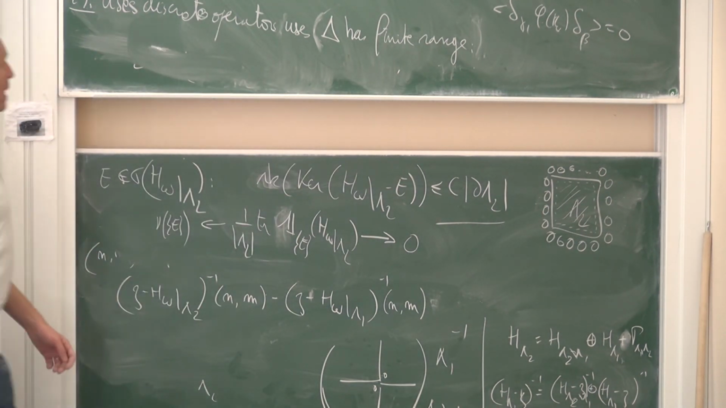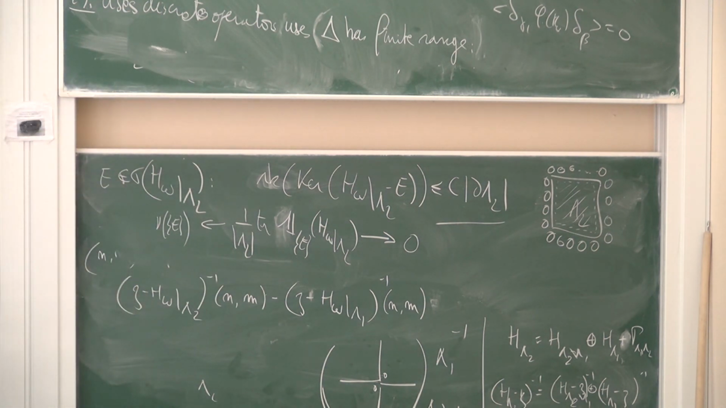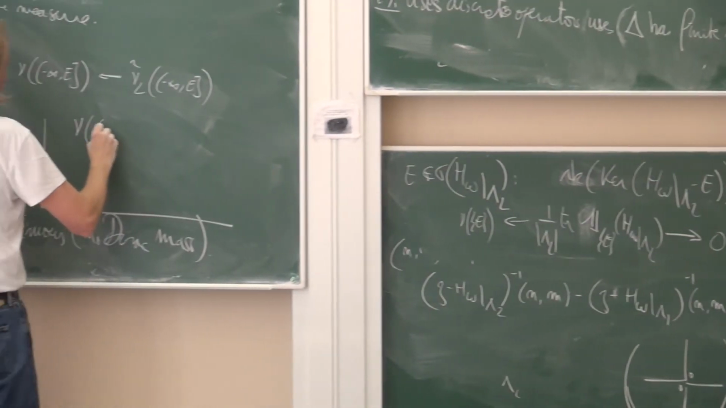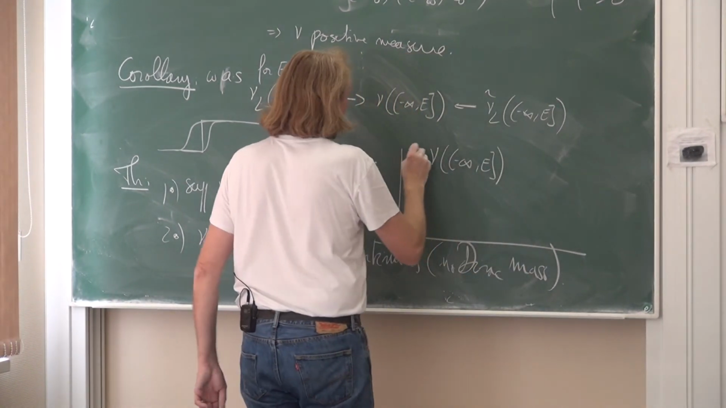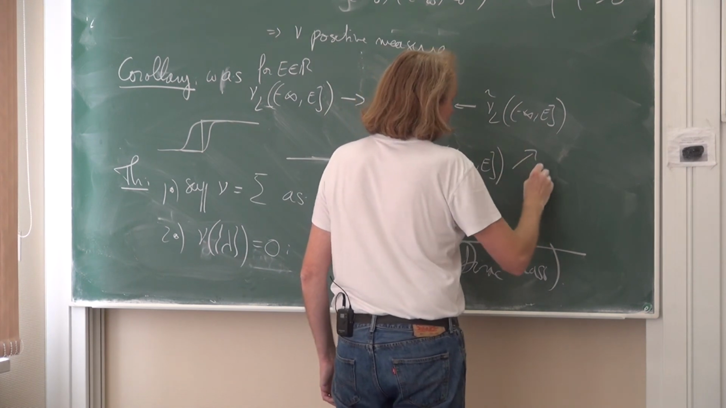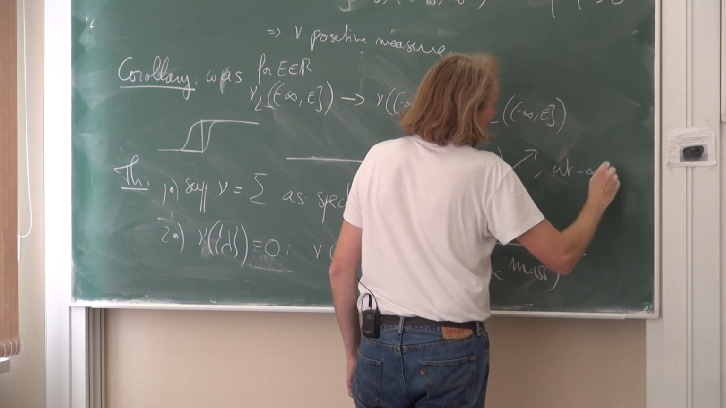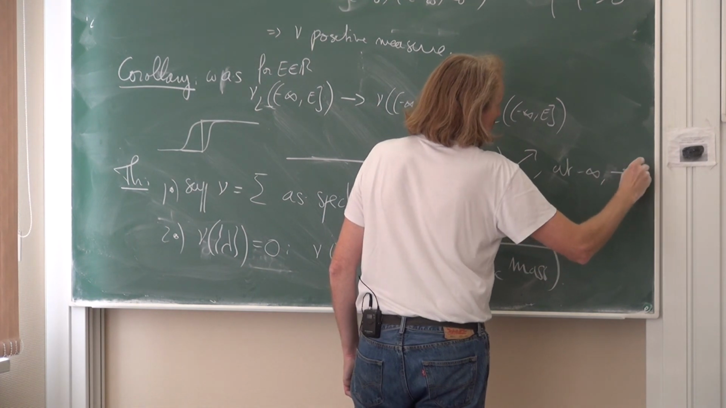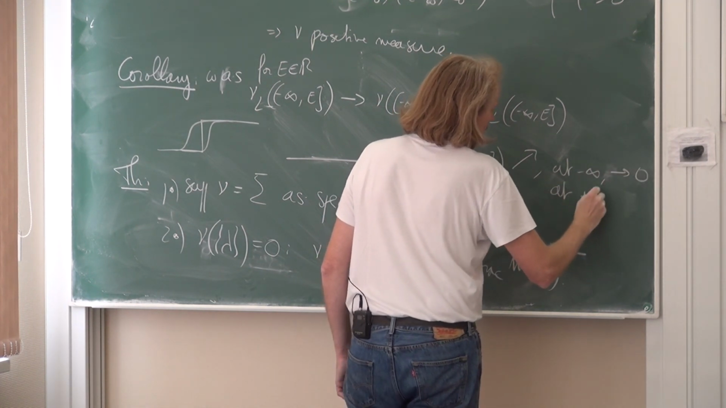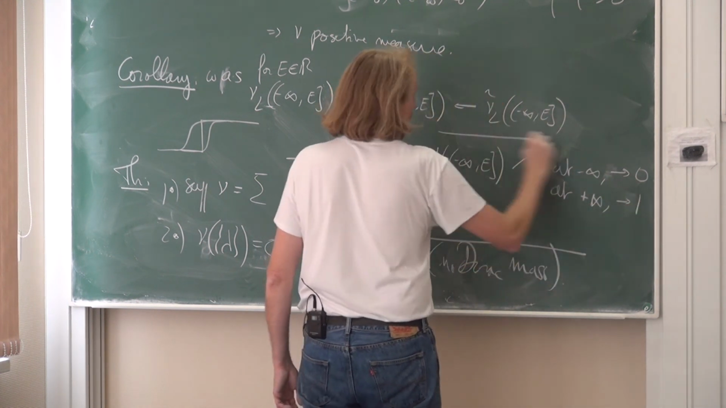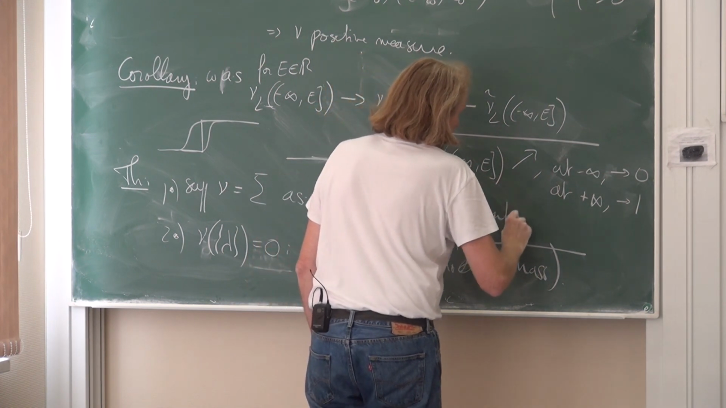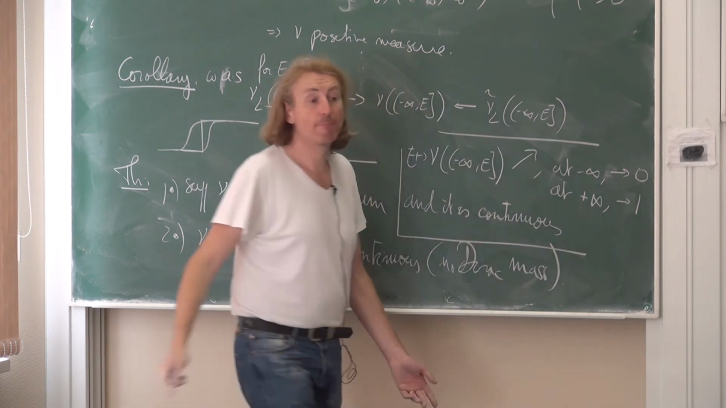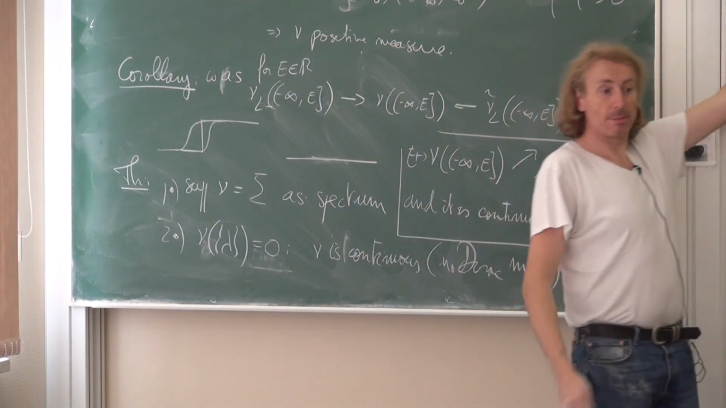So what you get is that the density of states, in the discrete case, if you look at this function, of course it's increasing. At minus infinity, it tends to 0. At plus infinity, it tends to 1. And it is continuous, right? Because it doesn't put any mass on a given point.